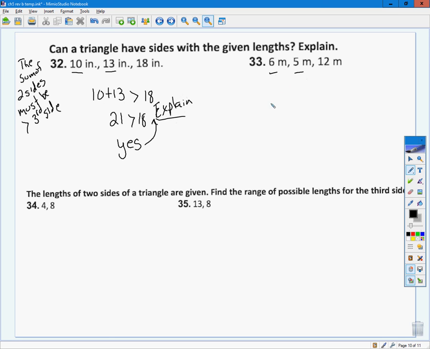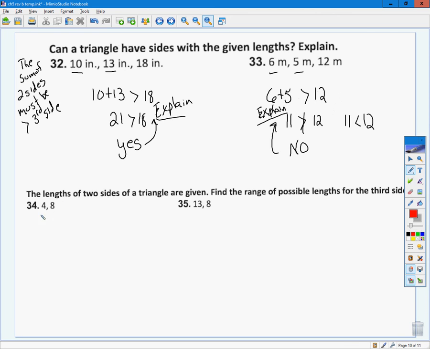If I take my shortest two sides, 6 plus 5, I check to see if it's greater than 12. Well, 11 in fact isn't greater than 12. 11 is less than 12. So this won't make a triangle, and again, technically, this work is how I would take the time to explain it. If you wanted to explain it in words, you would say the sum of two sides is greater than the third side. In this problem, you'd say the sum of two sides is not greater than the third side.